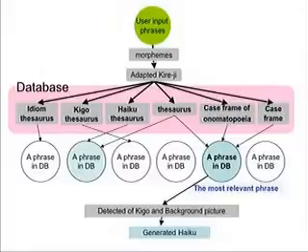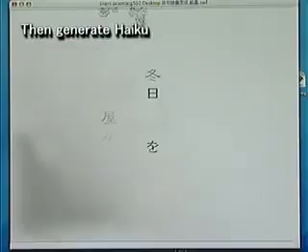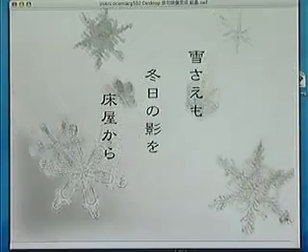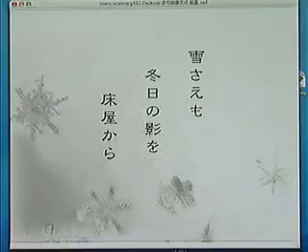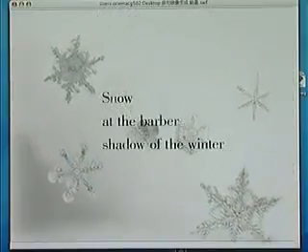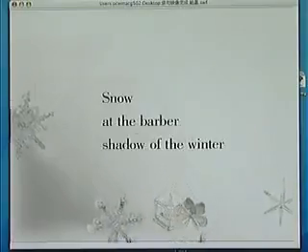The score of each of the obtained phrases is decided as a sum of the scores. The system selects one of the phrases with the highest score. Then the system presumes the season of the haiku poem from the user input or the phrase selected from the database. Here is an example of a Japanese haiku with the seasonal word winter. When translated into English, it reads as follows: snow at the barber, shadow of the winter.